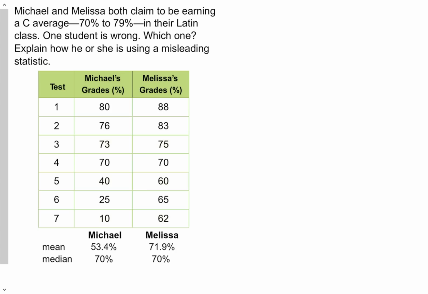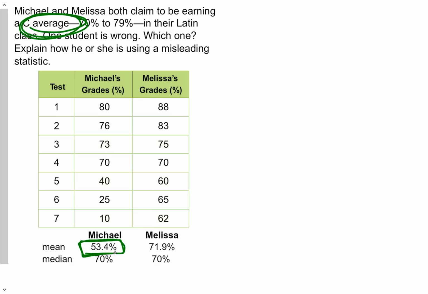Here's another example. Michael and Melissa both claim to be earning a C average, 70 to 79%, in their Latin class. One student is wrong. Which one? Explain how he or she used a misleading statistic. So here, Michael's mean is 53.4, Melissa's 71.9, and their medians are both 70. So I think when you're looking at this question, they say average, and average means the mean. So Michael's mean is a 53.4%, which is not a good average, by the way.